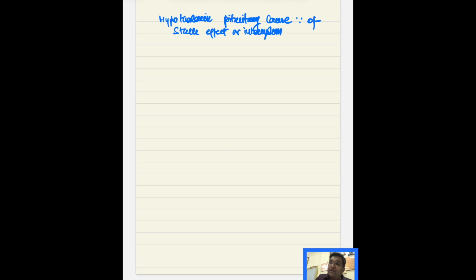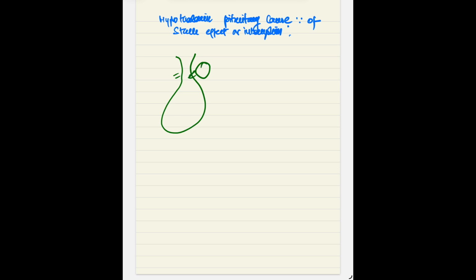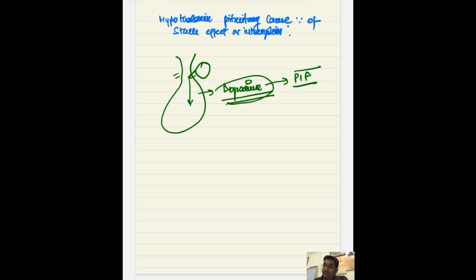What can be the causes? In case of stalk effect, for example, this is the pituitary and this is the stalk. Any adenoma pressing on the stalk means the dopamine, which is the prolactin inhibiting factor, is not going to go through. If this is not going to go through, prolactin is going to go up.